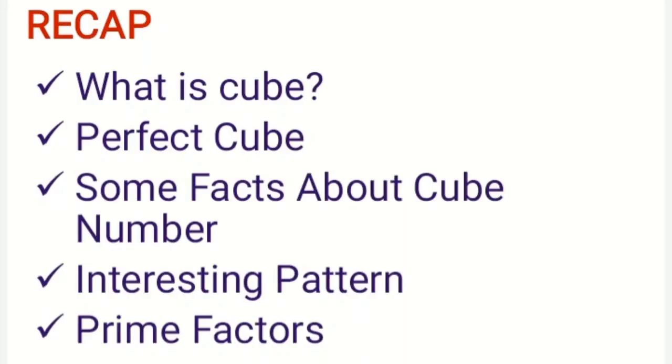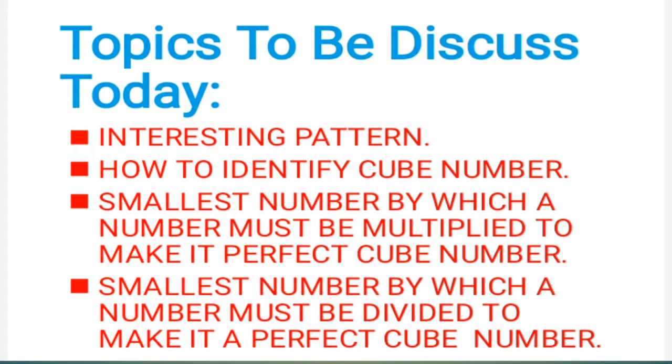And before I start, let's see the topics which we have learnt yesterday. Students, yesterday we saw what is cube, perfect cube, some facts about cube numbers, interesting pattern and prime factors. And today we are going to see one more interesting pattern, how to identify cube number, smallest number by which a number must be multiplied to make it a perfect cube number, and smallest number by which a number must be divided to make it a perfect cube number.